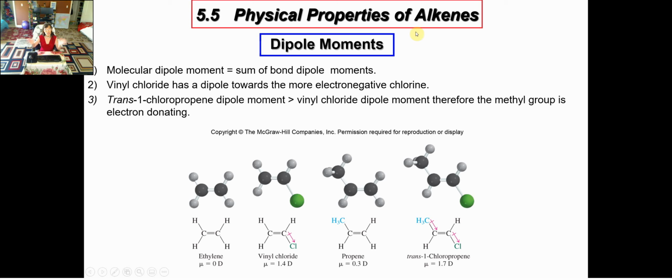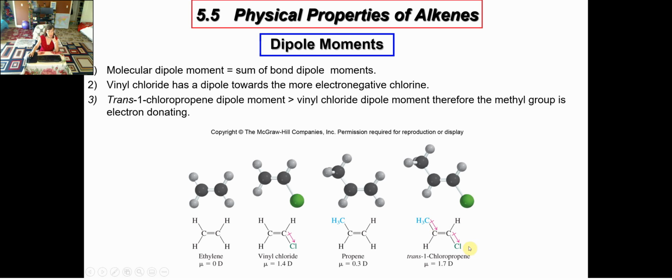And then if you know the EZ configuration and you know the nomenclature, we also need to know the physical properties of alkenes. The first property is called dipole moments. Dipole moments result from the geometry of the molecule and also the polar bonds, the bond polarity. The molecular dipole moment is the sum of the vectors of your bond dipole moments. Vinyl halides have a dipole towards the more electronegative chlorine. For example, I have 4 different compounds: ethylene, vinyl chloride, propene, and trans-1-chloropropene.